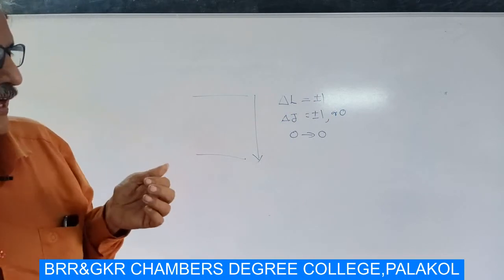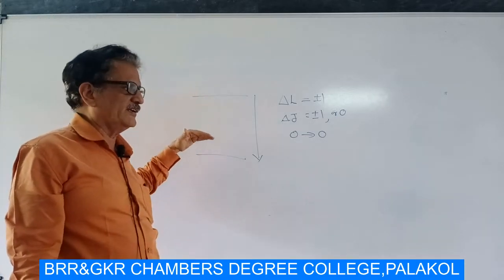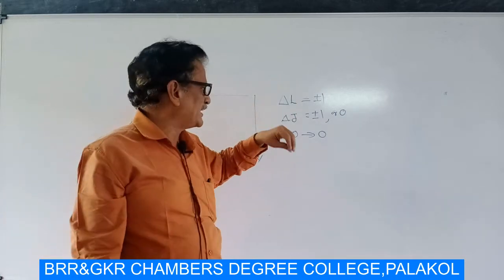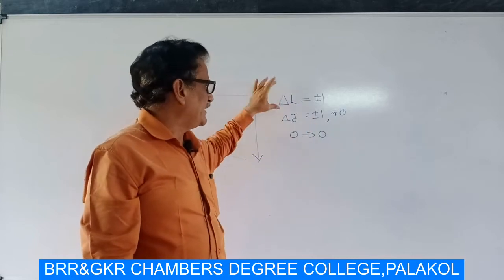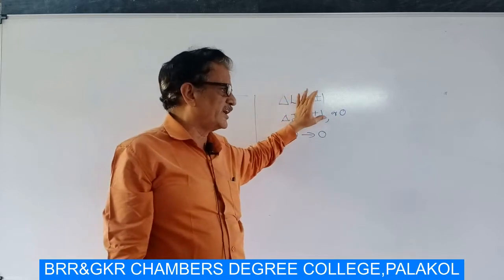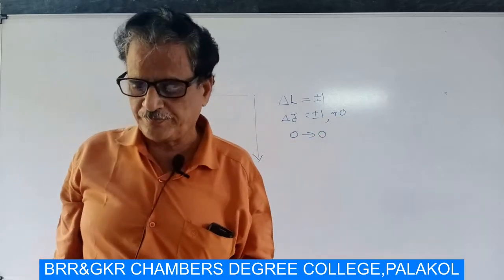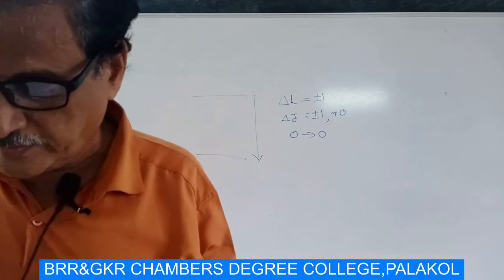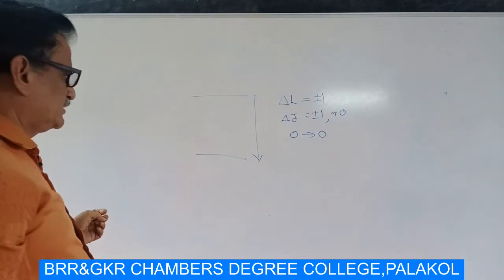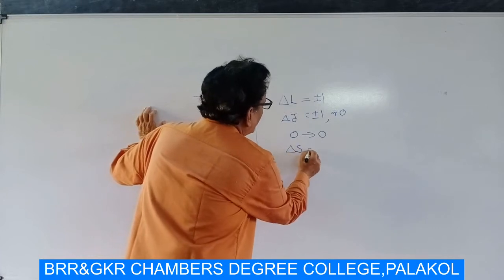So, whenever the electron makes a transition from one energy level to another, the changes in the L value and the J value should satisfy the condition that delta L is equal to plus or minus 1 and delta J is equal to plus or minus 1 or 0, but the 0 to 0 transition is restricted. Also, the change in S, that is delta S, is always 0.